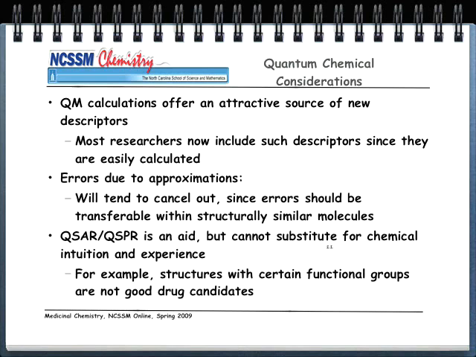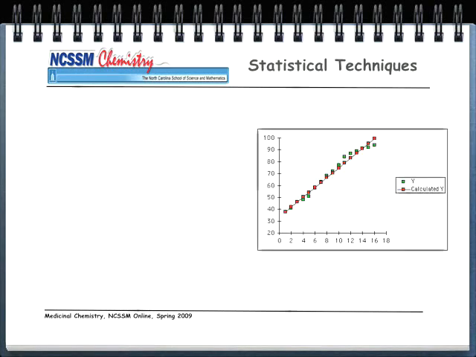Okay. As before, structures with certain functional groups are not good drug candidates, and you've seen a little bit of that already, and we'll spend a little bit more time exploring which functional groups are good and which functional groups are probably not good for drug candidates. Okay, you should understand that QSAR or QSPR is a statistical technique. It primarily uses linear regressions or regression methods.